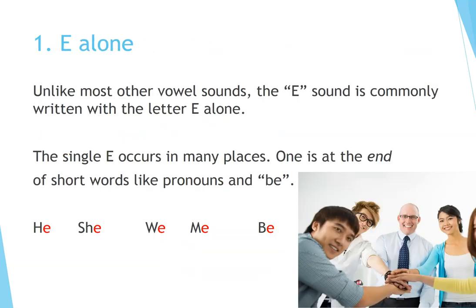Number 1. E alone. Unlike most other vowel sounds, the E sound is commonly written with the letter E alone. The single E occurs in many places. One is at the end of short words, like pronouns and be. He, she, we, me, be.